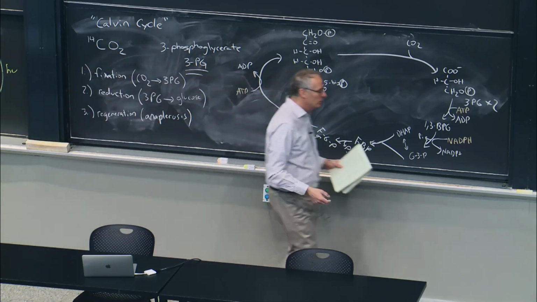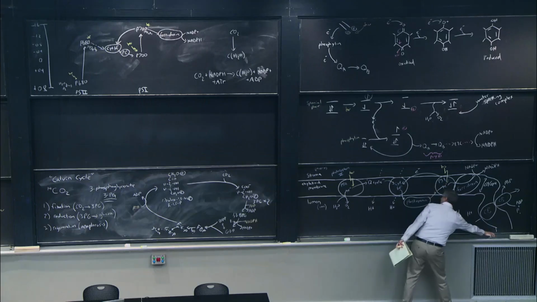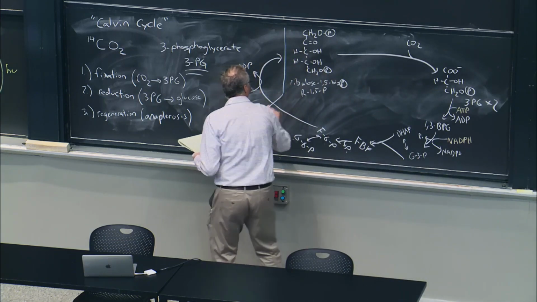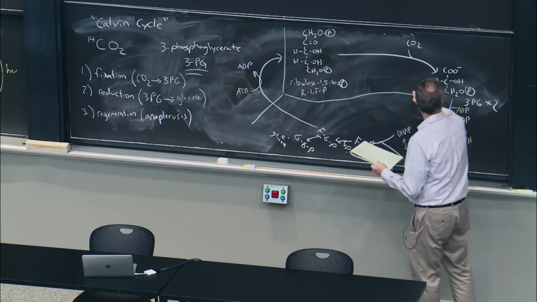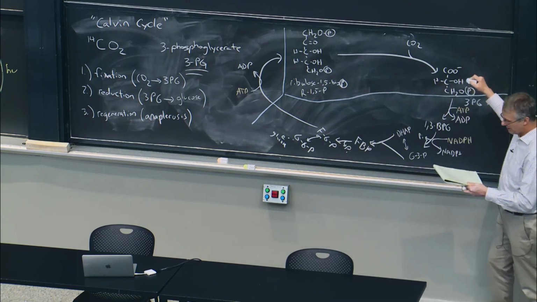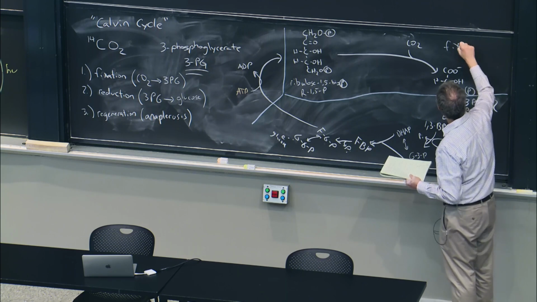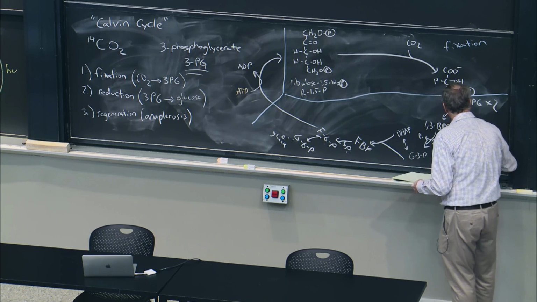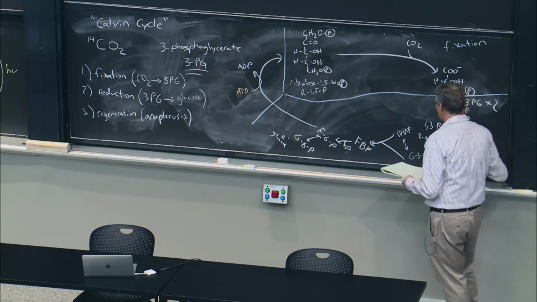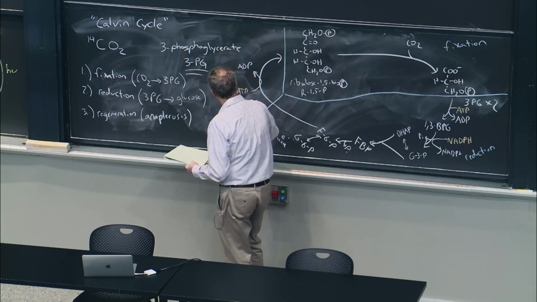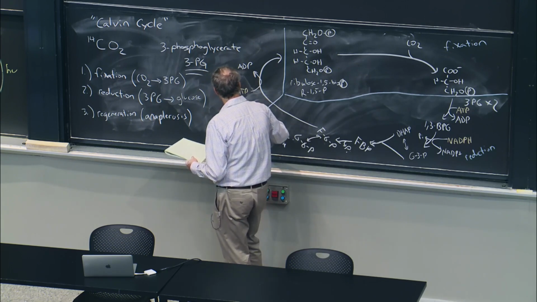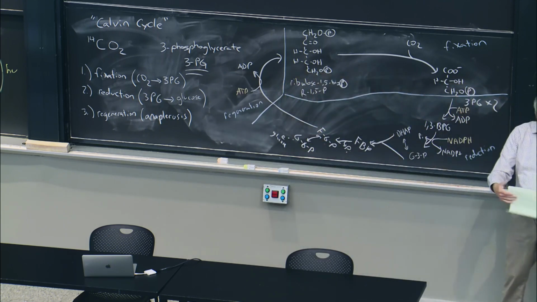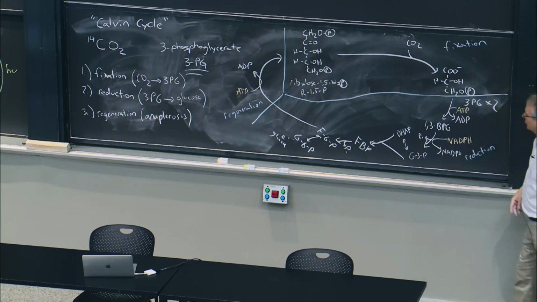And so if we break this up into the different phases, this phase up here would be fixation. This phase down here is reduction. And this phase over here is regeneration. Okay? And that's basically the Calvin cycle. All right, let's go through these now one at a time.